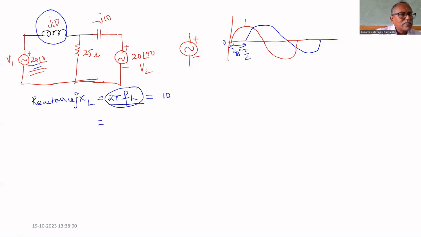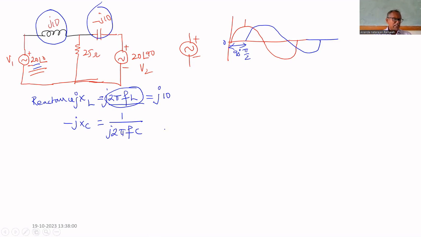But it does not consume any power. That's why it is an imaginary part, J10. This is reactance. This is also reactance, but capacitive reactance, minus JXC. XC is 1 by 2 pi FC. J is in the denominator here, that's why it becomes negative: 1 by J 2 pi FC. This is capacitance C. This is reactance.